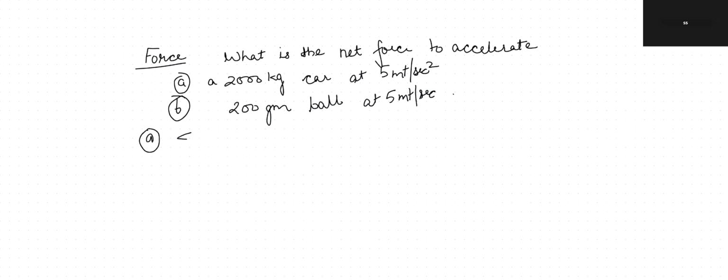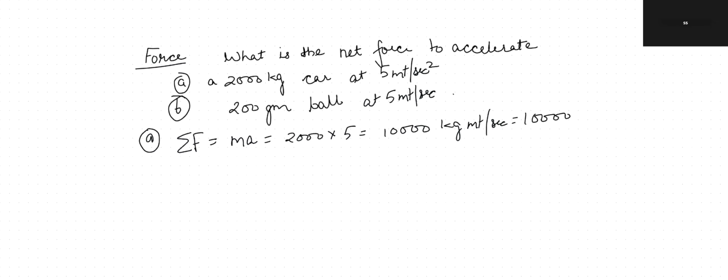Net force to accelerate a car, it is ma. So this will be 10,000 kg. Okay, so I'll show you the steps. It will be m times a, means 2000 into 5. So 10,000 kg meter per second square, or we can say 10,000 newtons.